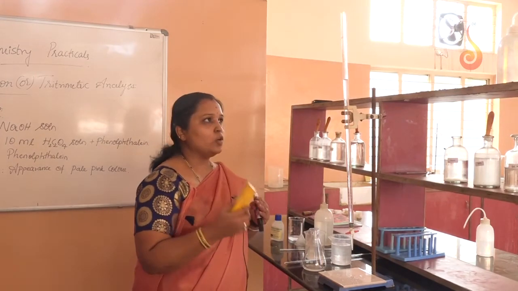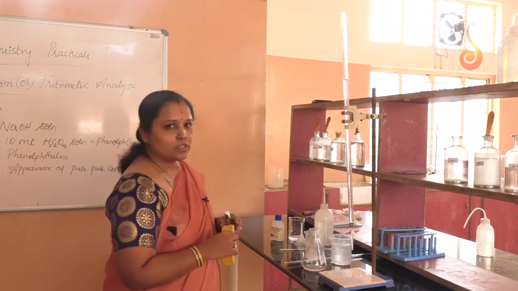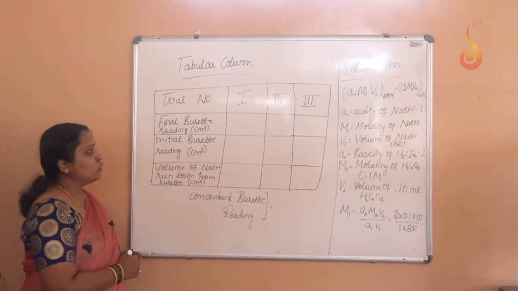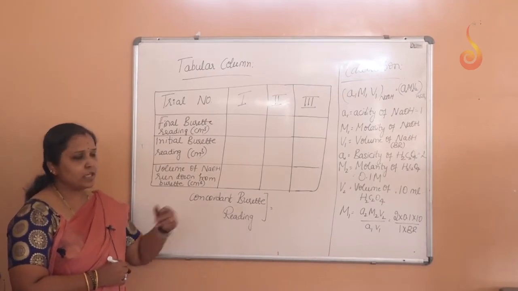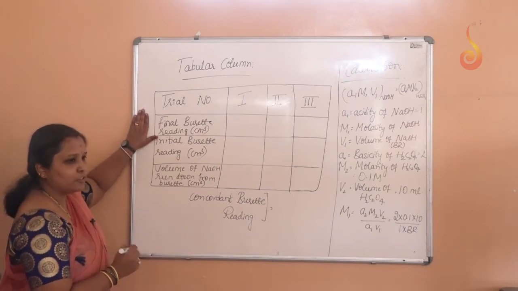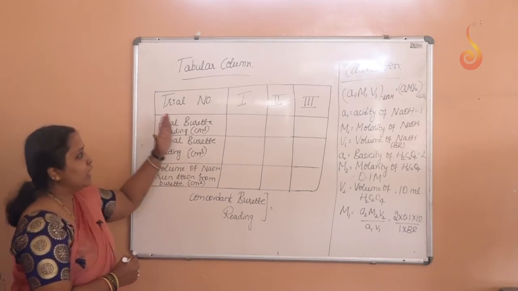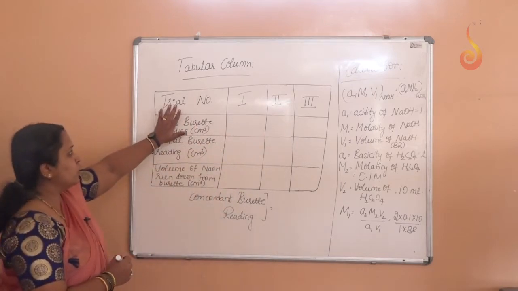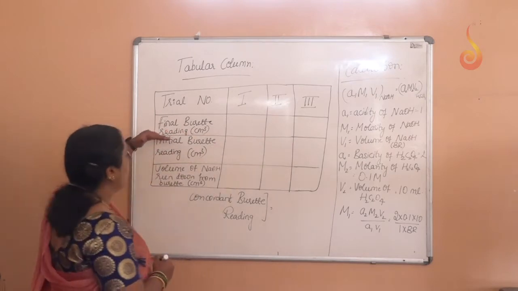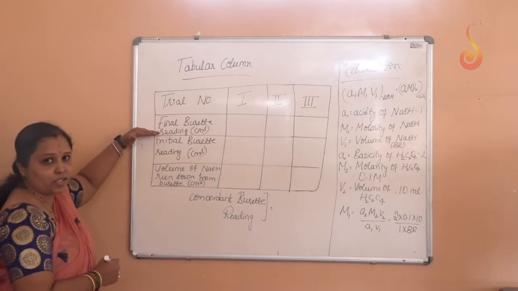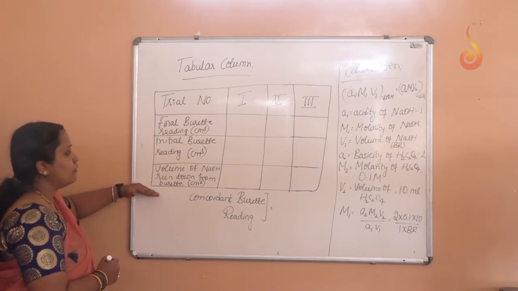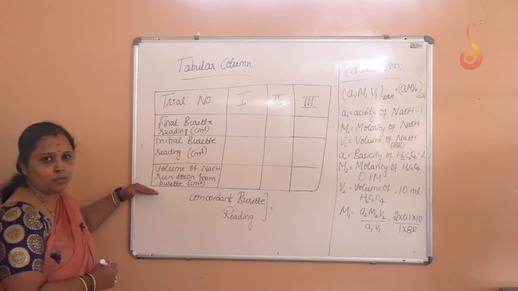Okay. So now we will see how to enter these values in the tabular column after performing the experiment, and how to calculate the final result. This is the tabular column for the titration. It will have 4 columns. First will be the trial numbers, where we write the trial numbers. Next will be the final burette reading in cm cube or ml. Then the initial burette reading in cm cube or ml. And the volume of NaOH run down from the burette in cm cube or ml.